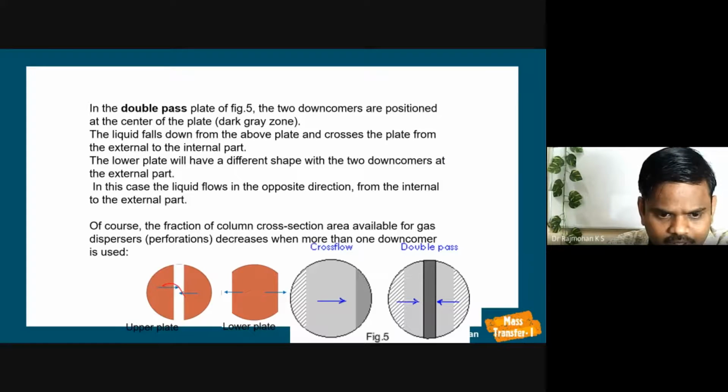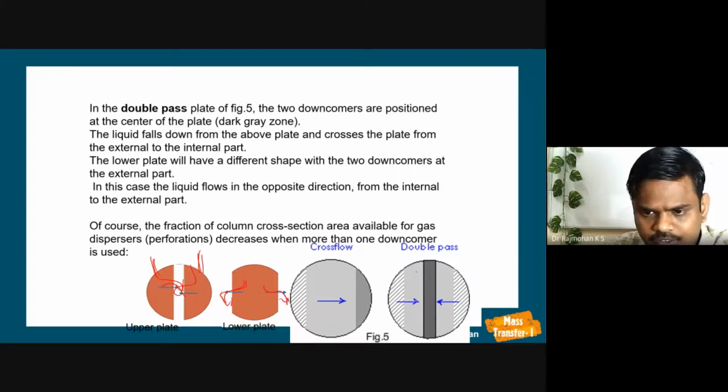So that means from the upper plate it will come down from here and go in here, and from this plate it will go in both directions to the outer plate. So that also is a double pass type. Okay, so from the upper plate, a single.